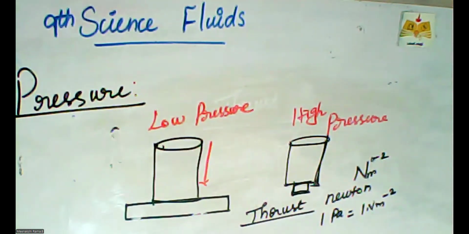So what are thrust and pressure? What is the example, what is the explanation, and what is the formula of pressure? How pressure acts on different kinds of area, that is, pressure depends on the area.